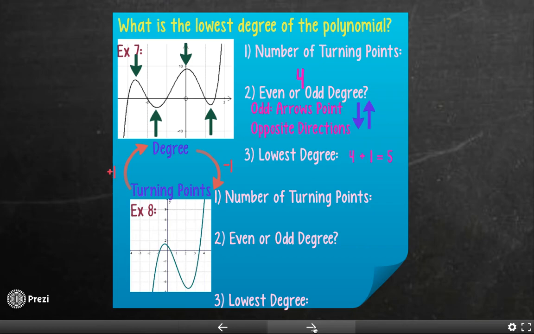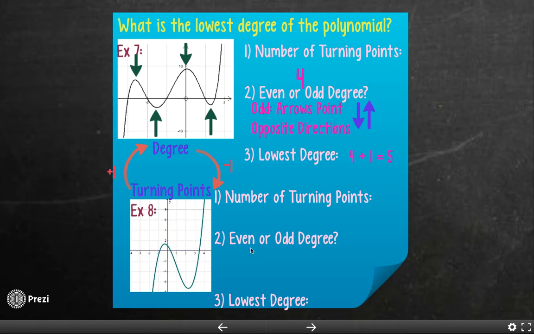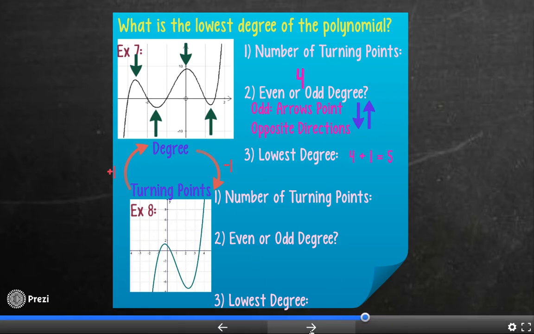So 4 plus 1 gives me 5. So the smallest degree that this bad boy could be is degree 5. Cool, right? Okay, now, example 8 is very similar to example 7. So if you think you've got example 8, go ahead and pause the video and try example 8 on your own, you guys.